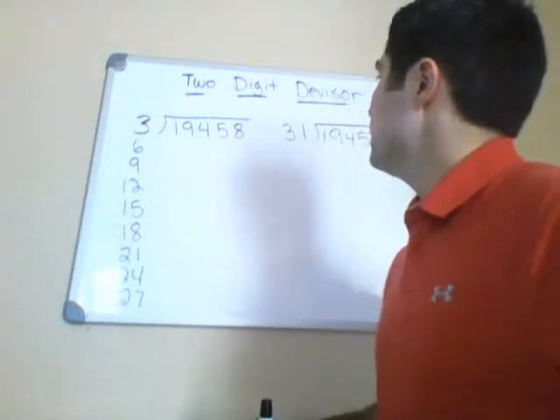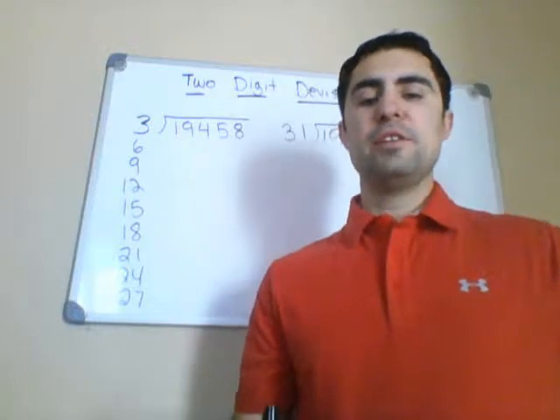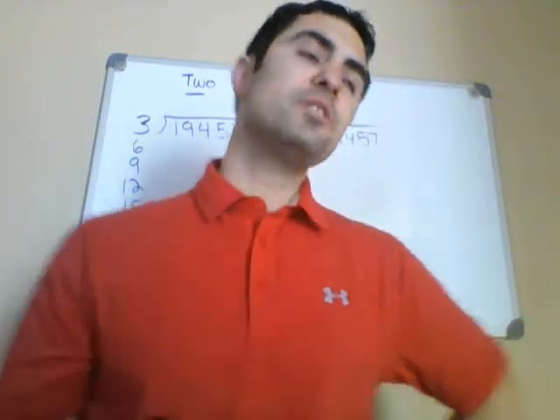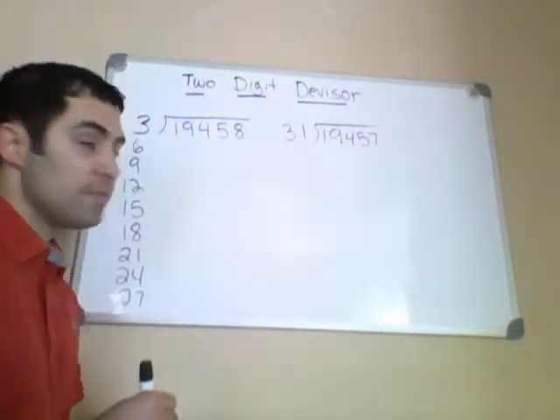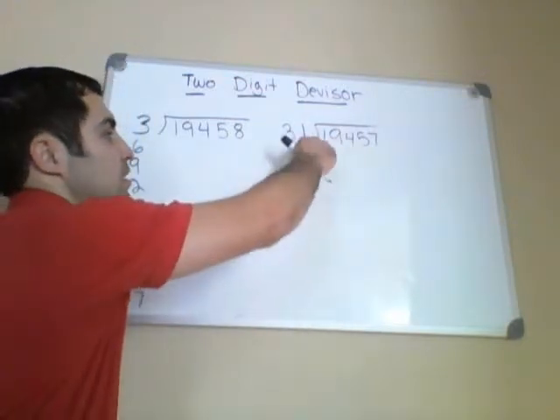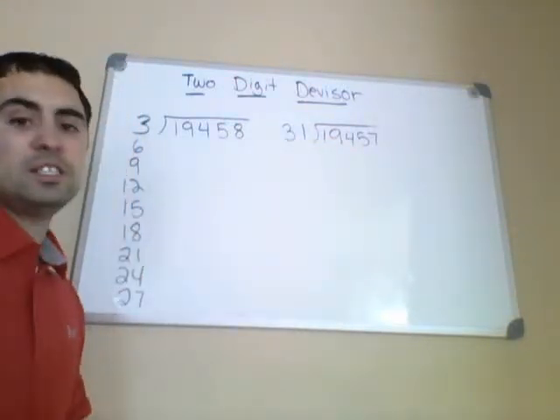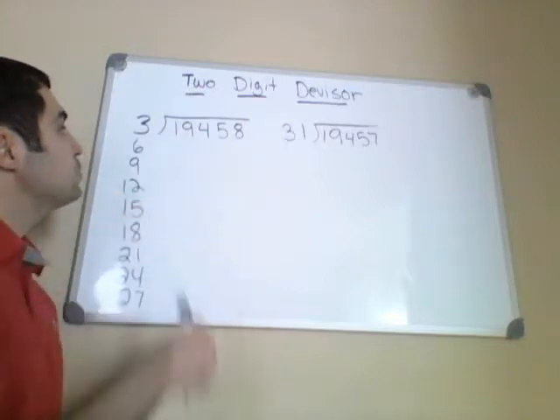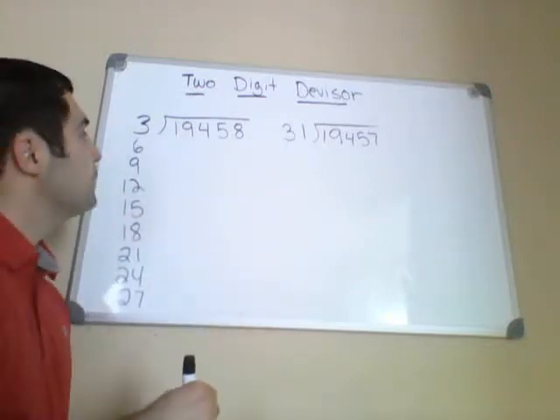Alright, so let's go ahead and do this video. This is a video I promised some of you about two-digit divisors. But we're going to start out with a one-digit divisor because that will help us understand our two-digit divisor. Okay, so the dividend is 19,458.